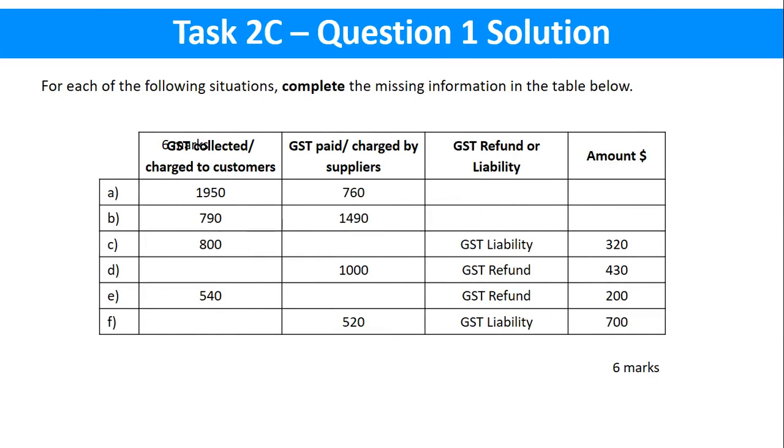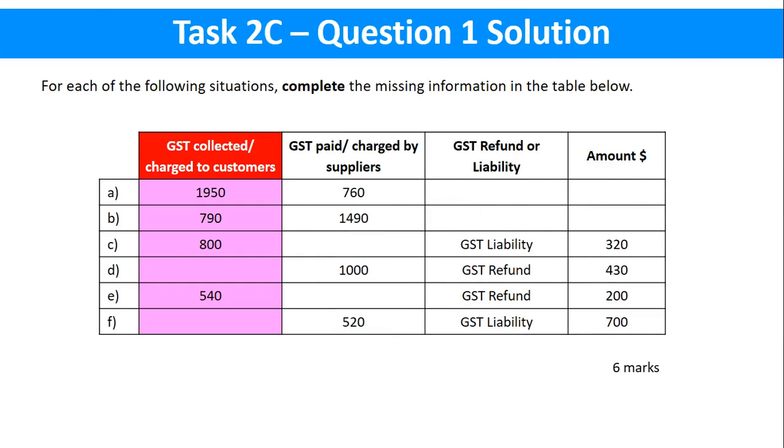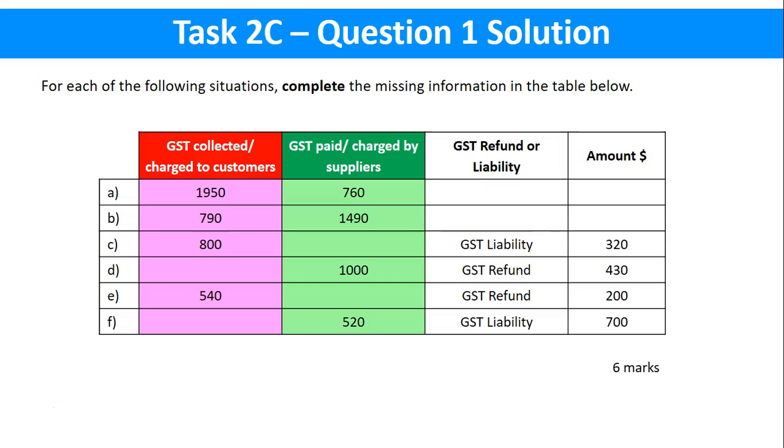So based on that knowledge, we can now go and fill in our table. We've got the first column showing the GST collected or charged, and we've got the GST paid. Looking at the first one, we collected $950 and only paid $760. So we're going to have a liability because we've collected more than we've paid, and we'll end up owing the difference between those two figures, which is $1,190. Looking at B, we collected and charged $790, but it looks like we've paid way more than that. We're actually going to get that money back. That is a GST refund, and the business will get $700 back from the government.